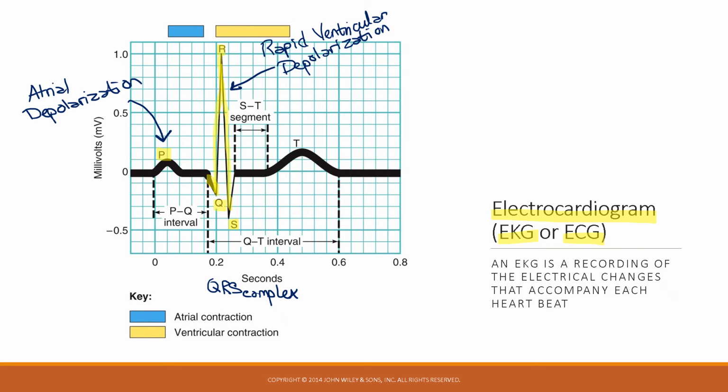The third wave is a dome-shaped upward deflection called the T wave. And the T wave indicates ventricular repolarization. So this occurs just as the ventricles are starting to relax.